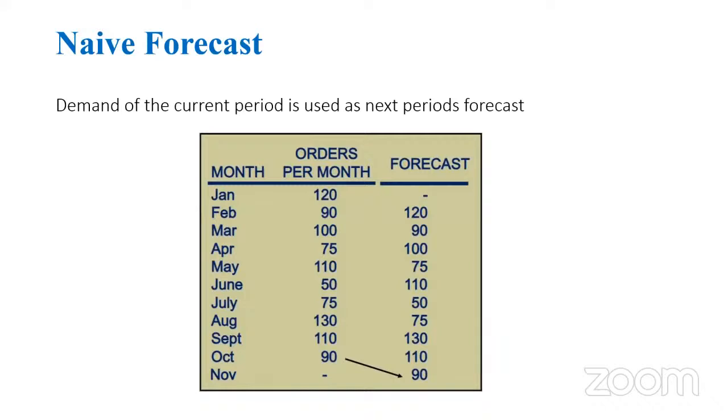Naive forecasting technique means the demand for the current period is used for the next period's forecasted demand. So if demand for January is 120, the next forecast for February will be 120. If February is 90, the next forecast will be 90, and so on. Like this it will continue.